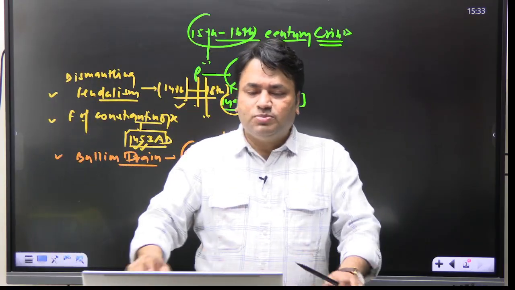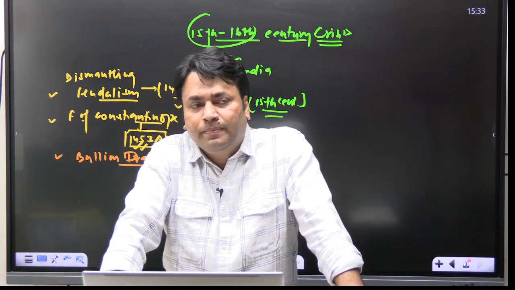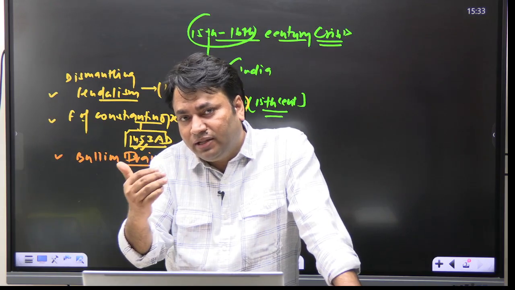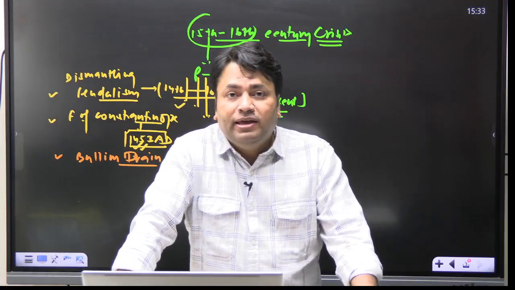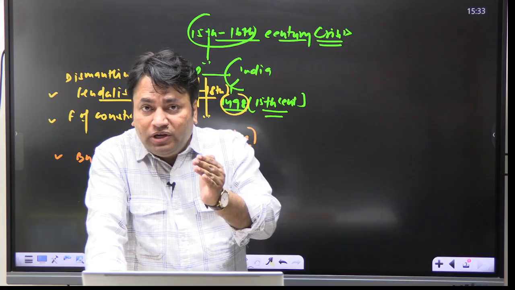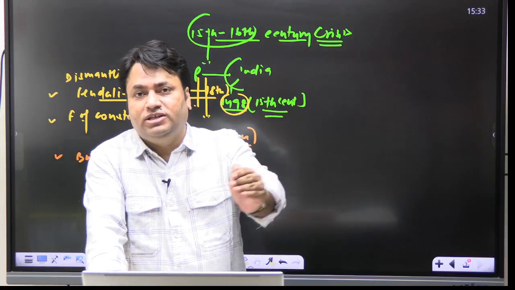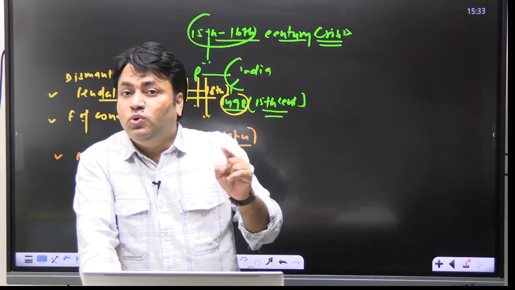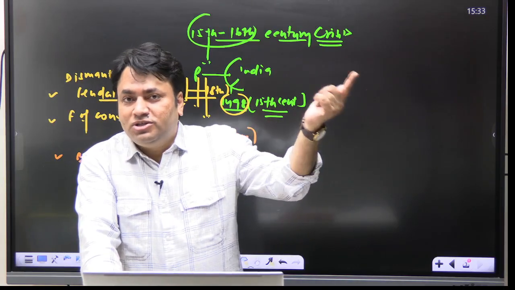So this spice trade, the Portuguese, the Spanish, the other European countries will start dreaming that if we control the spice trade, if we are able to eliminate the intermediaries or middlemen from this spice trade. Who are the intermediaries or middlemen? So who are the distributors of Asian goods in Europe?